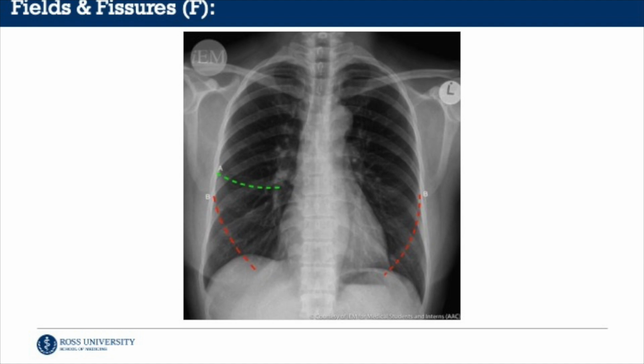When we speak of the fields and fissures, we're talking about the minor and major fissures. The green dashed line represents the minor fissure of the lung, while the red dashed line represents the major fissures.